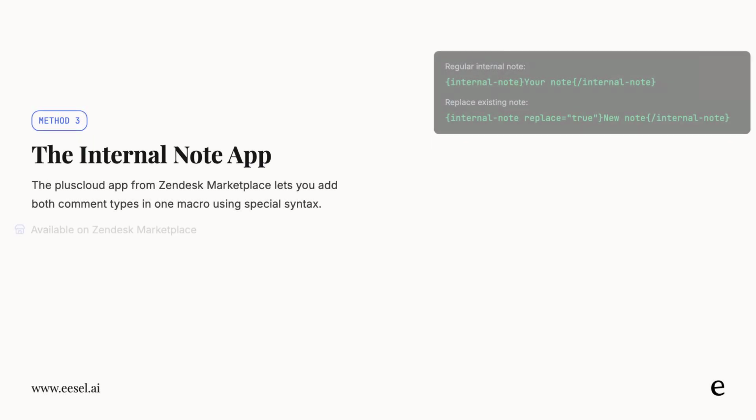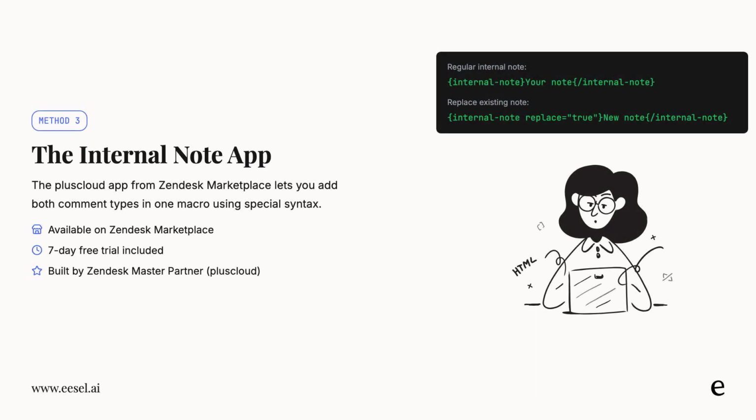If 2 macro workflows feel clunky, the Internal Note app by pluscloud on the Zendesk Marketplace lets you embed both comment types in a single macro using special syntax. It comes with a 7-day free trial and is built by a certified Zendesk master partner.